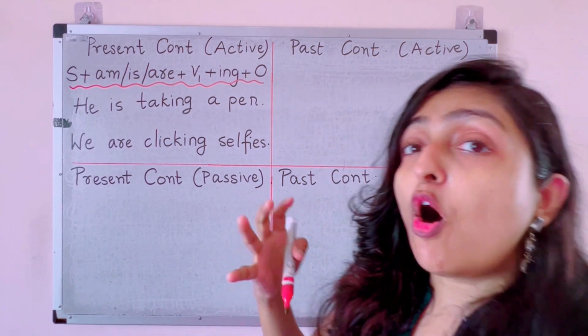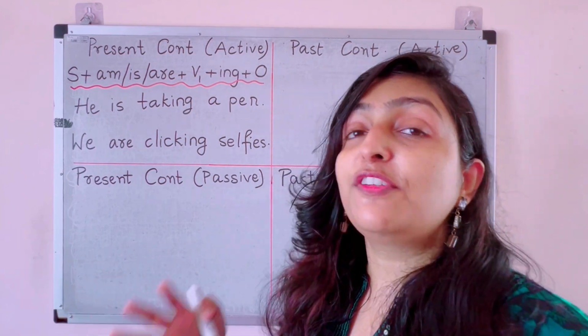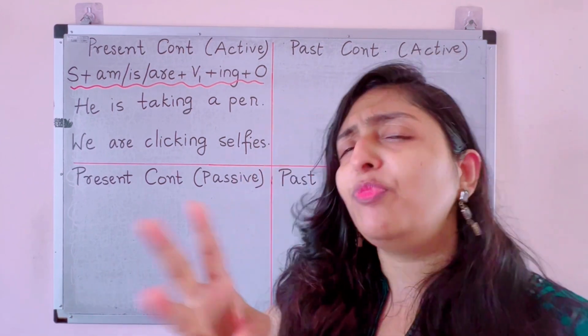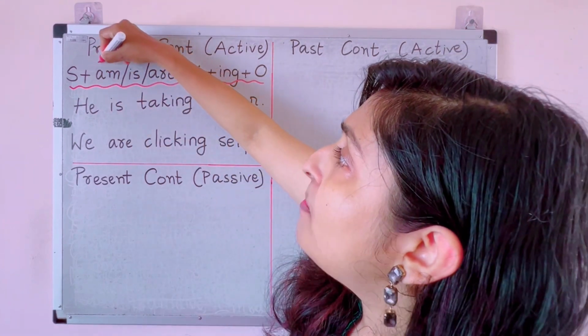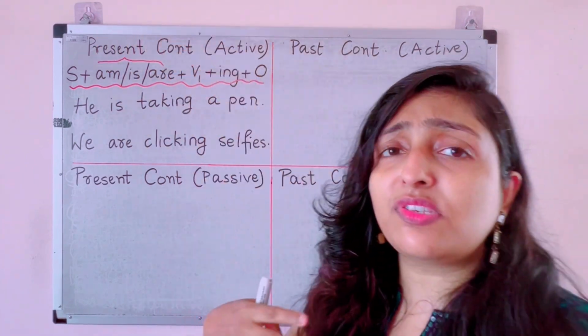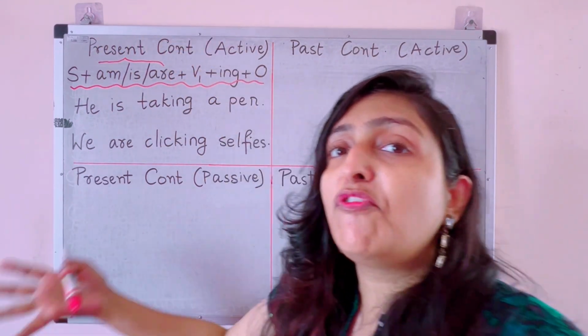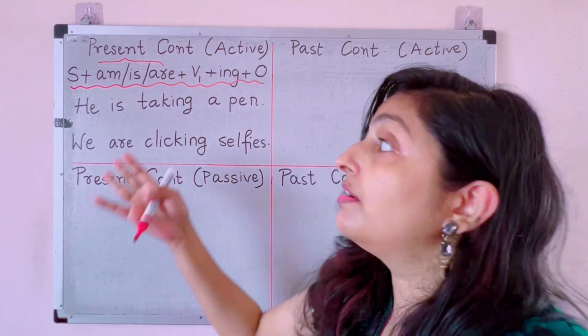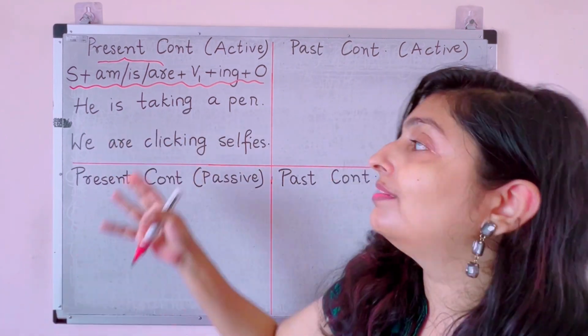The auxiliary verb which you have to choose is one from the three, and that is am or is or are. If it is I, then it is I am. If it is a boy or a girl, then it is is. If it's a plural, then are.